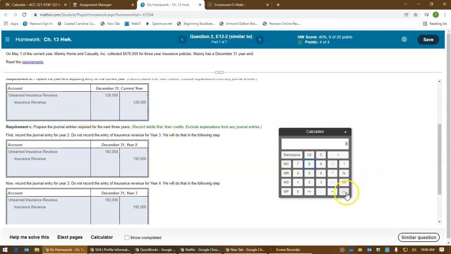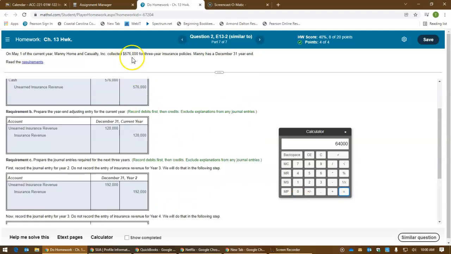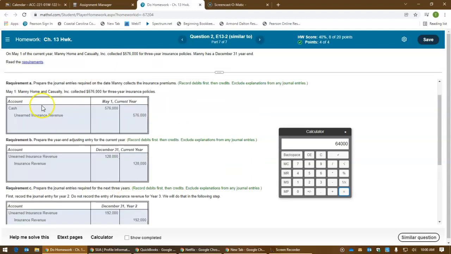That was year 1. And then I'm going to subtract 12 months for year 2 here, and another 12 for year 3. So how many months do we have left for year 4? We have 4 months left. So for year 4, you would do 4 times 16,000, that monthly insurance amount. That gives us 64,000. So we've applied the 576, we've spread that over a total of 4 years, and it's because we received the money on May 1.